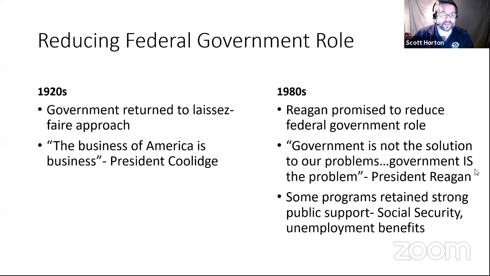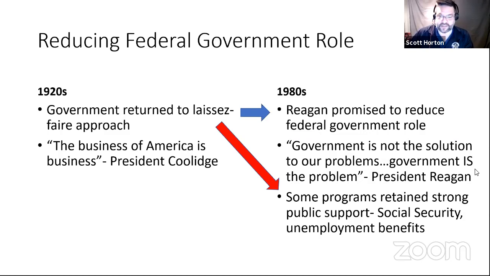So let's see if we can make some connections here. In the 1980s, Reagan promised to reduce the federal government role. You might remember that quote that we started off the day with, that we needed to reduce taxes and regulation. That's what he's talking about, reducing the federal government's role. And famously, Ronald Reagan said, "Government is not the solution to our problems. Government is the problem," which is, again, very similar to that.